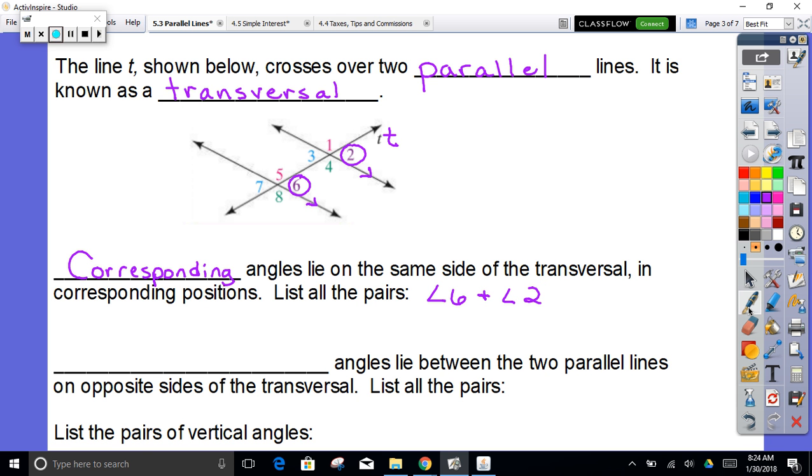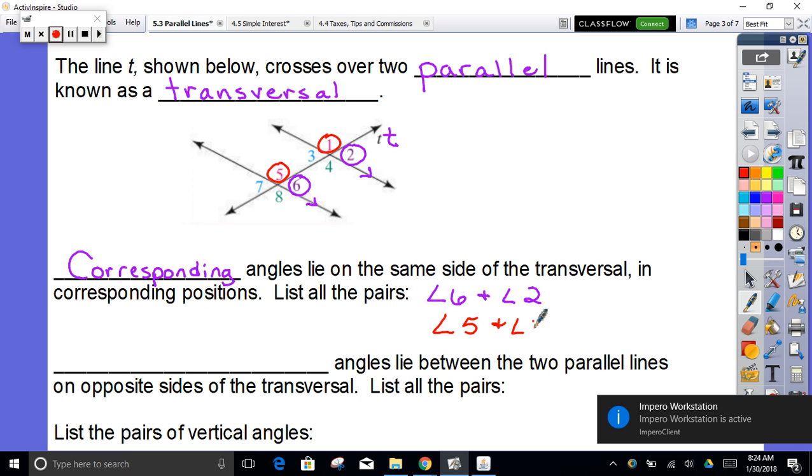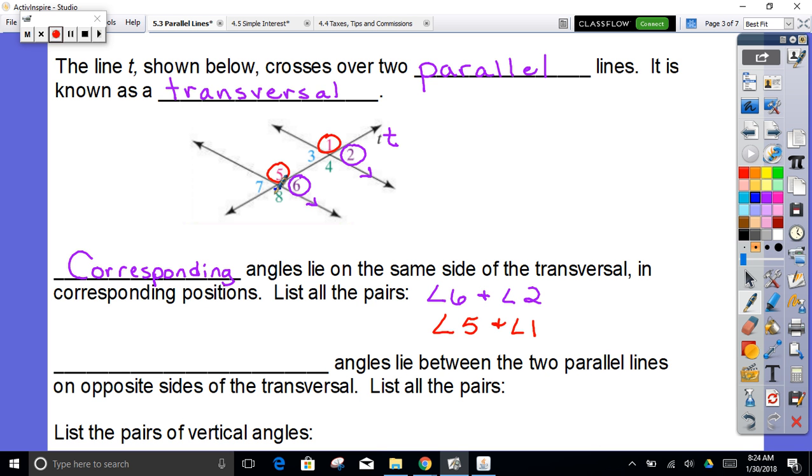Anyone want to give me another pair? Michaela? 5 and 1. Let's see, 5. Yep. 5 and 1. Another set. Irene? 8 and 4. 8 and 4.